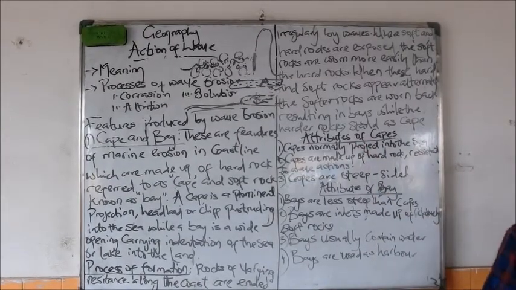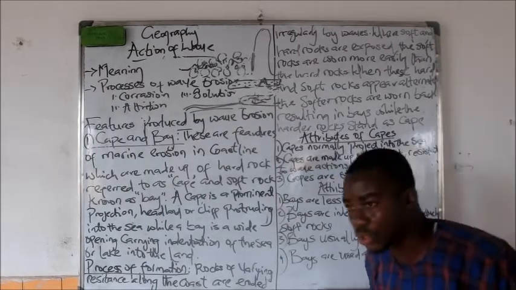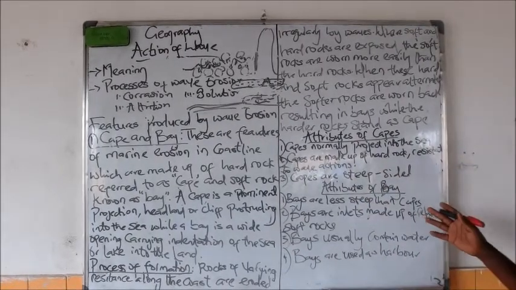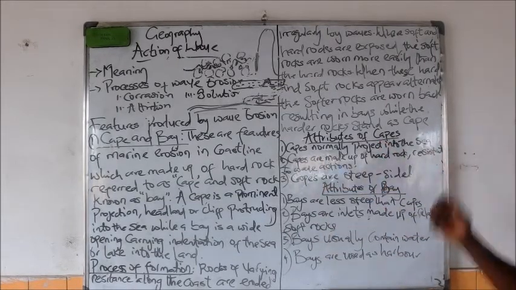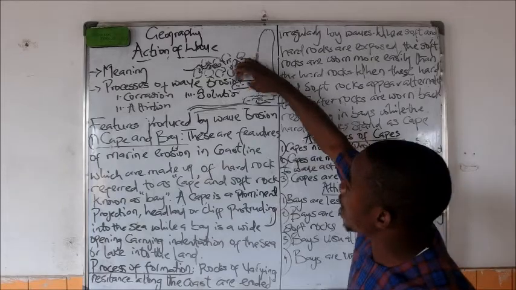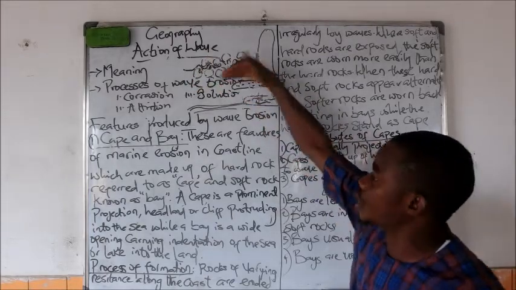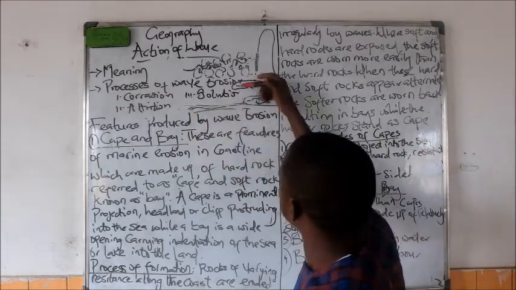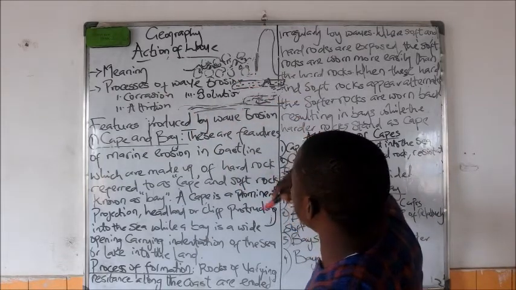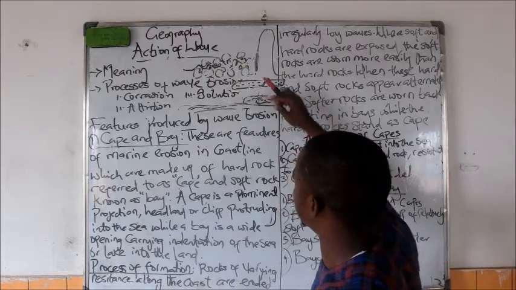Now, what are the attributes of capes? How do we know this particular feature is a cape, and how do we know this particular feature is a bay? The one that we're reading is capes. Capes normally project into the sea, as I said the other time. This cape is usually projected toward the sea.